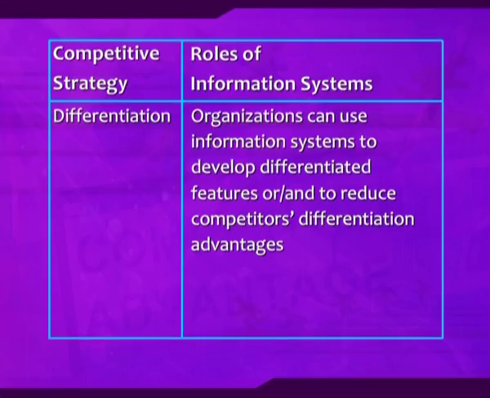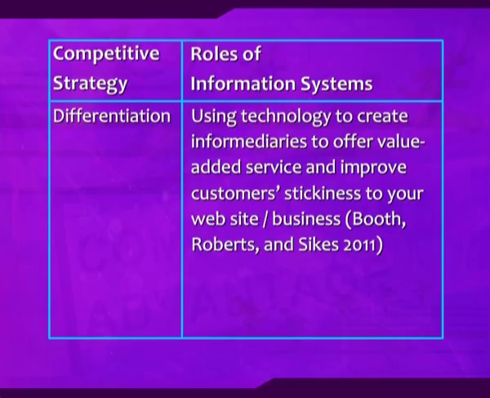Second is differentiation. Organizations can use information systems to develop differentiated features and to reduce competitors' differentiation advantages. That is, using online live chatting systems and social networks to better understand and serve customers. Using technology to create intermediaries to offer value added service and improve customers' stickiness to your website or business, applying advanced and established measures for online operations to offline practices. That is, more accurate and systematic ways of measuring efficiency and effectiveness of advertising.